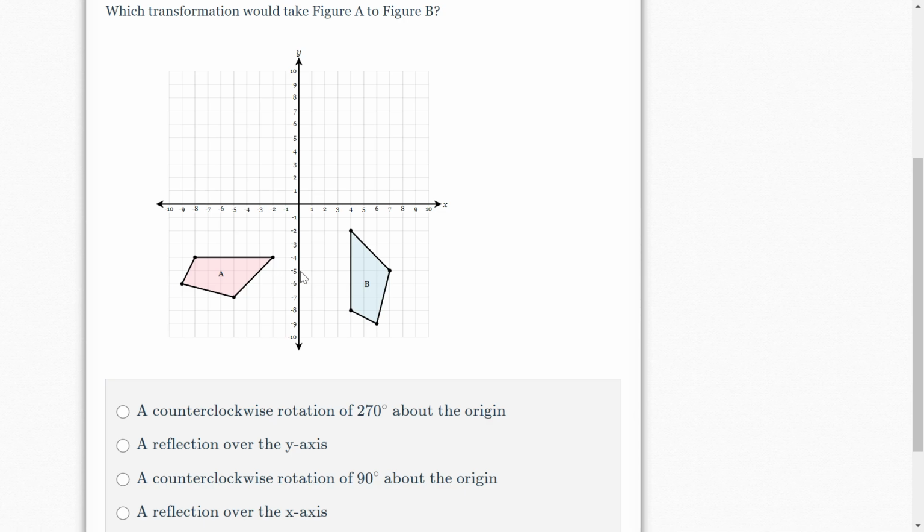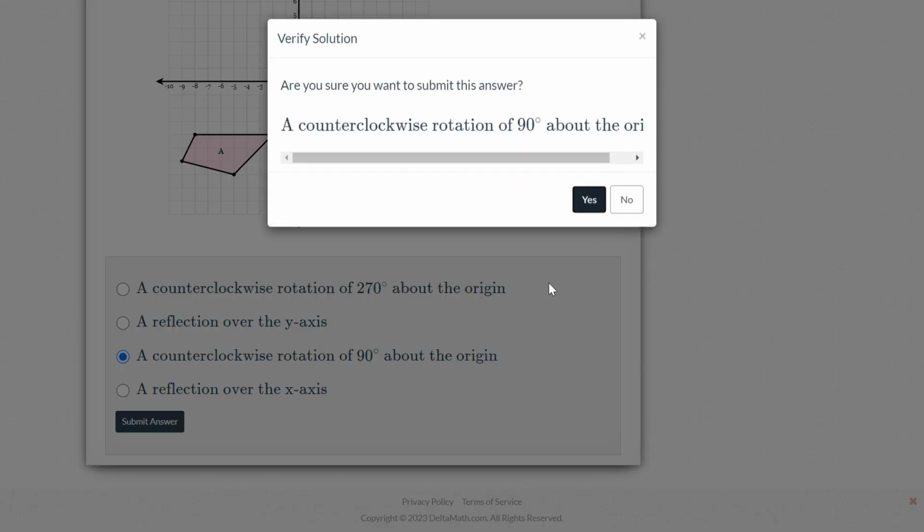So if I'm looking from A to B, okay, I'm going counterclockwise, and then am I going 90 degrees or 270? Here's a really easy way to tell. For each quadrant I move over, that's going to be 90 degrees. So if I'm just going from A to B, that's just 90 degrees. I'm not going 270, which would end up in this third quadrant here. All right, so I'll just choose counterclockwise, 90 degrees.